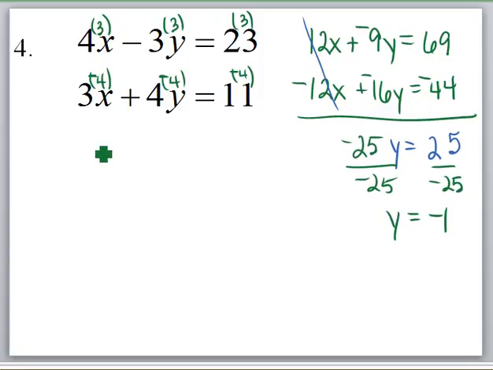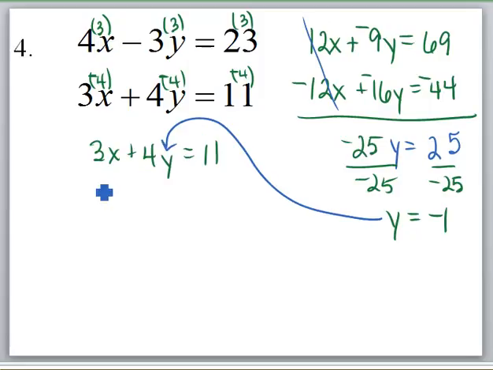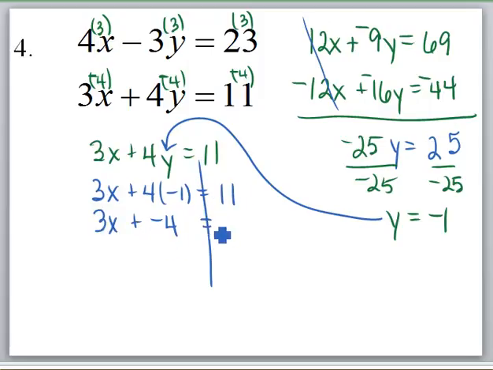I'm going to go ahead and pick the second equation to plug this back into just because it's all positives, and I like all positives. So I'm going to plug this back in for the y because that's what y equals. So I have 3x plus 4 times -1 equals 11. So when I solve this equation, I have 3x plus -4 equals 11. Add 4 to both sides. 3x equals 15. Divide by 3.